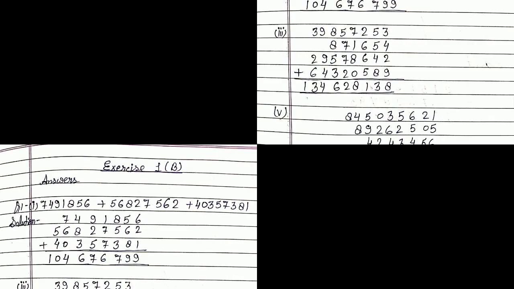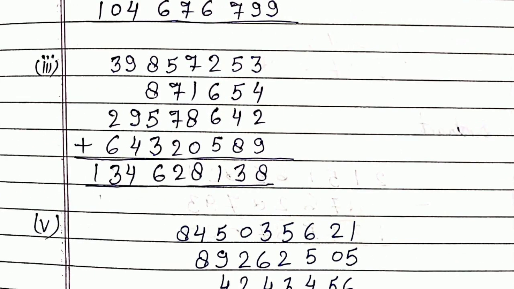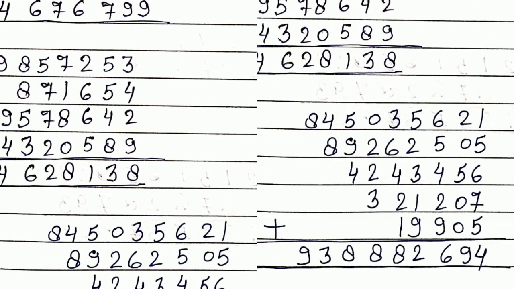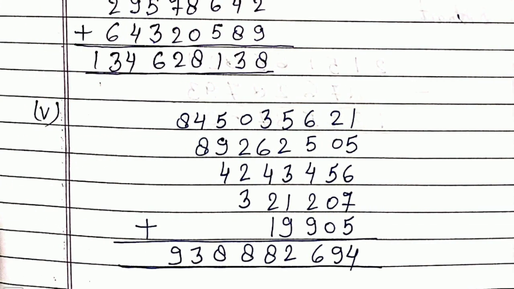Here also we will follow the same procedure. 4 numbers are given, that we will arrange according to this, and then we will simply add all these numbers. Same in the fifth part also we will do. Now here also, as you can see on the screen, 5 numbers are given. We will write the bigger number on the upper side and the smaller number on the down side, and then simply you do addition and you will get the required answer.